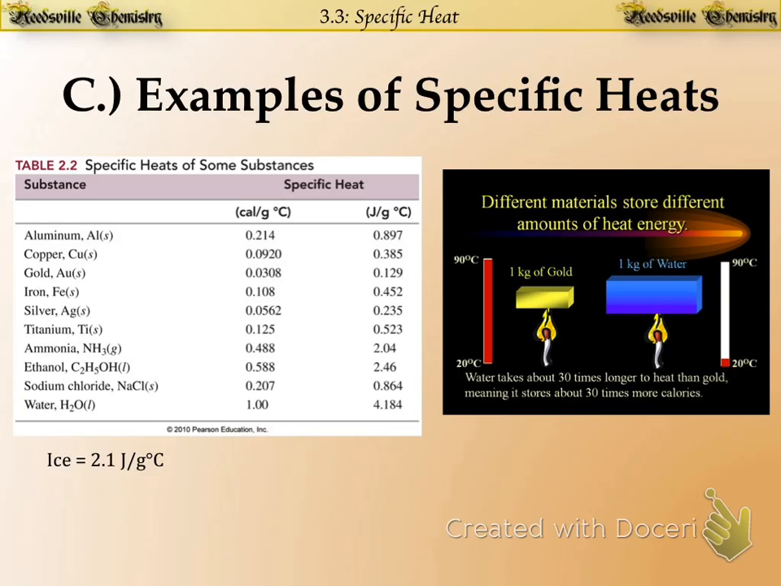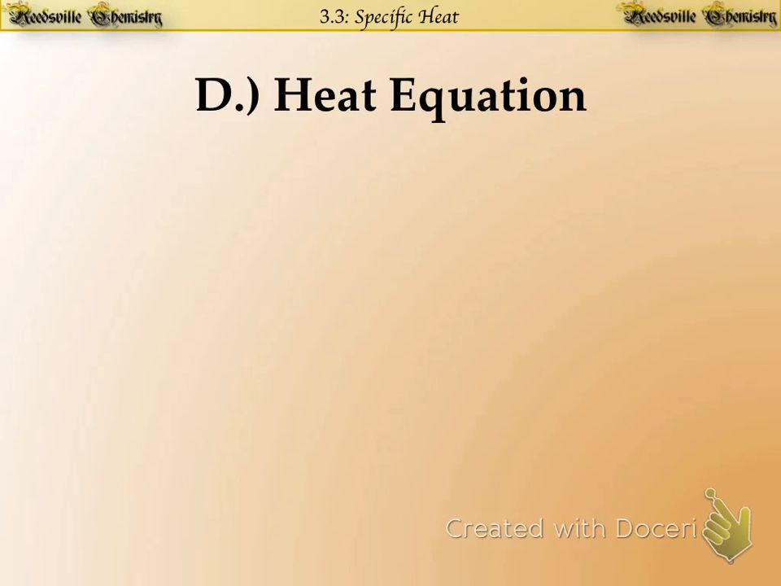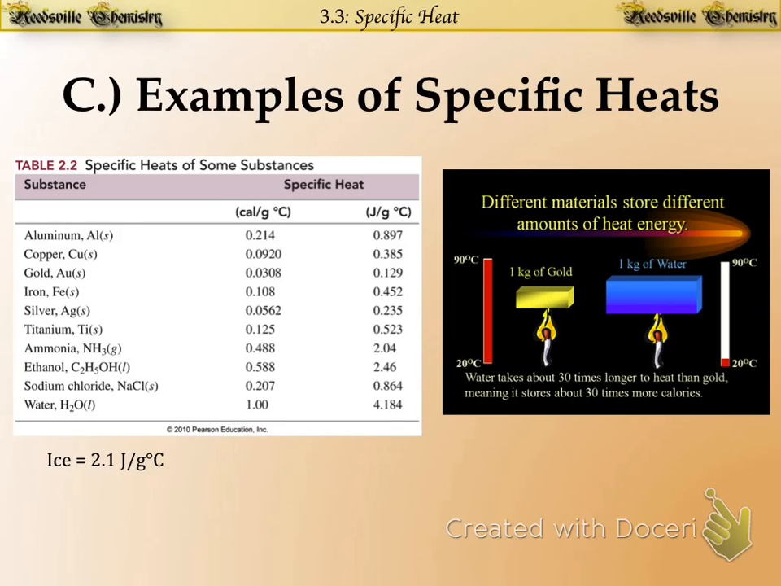All right. So let me give you some examples of specific heats of different materials. I said all materials can have different specific heats. We've got aluminum on the top here, copper, gold, iron, silver, titanium, ammonium, ethanol, sodium chloride, and water. You don't have to memorize these. If you ever need these specific heats, I'll certainly provide them for you. But it's just kind of interesting to look at the values.